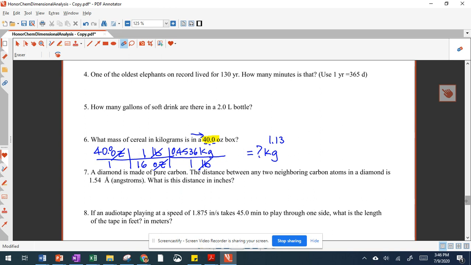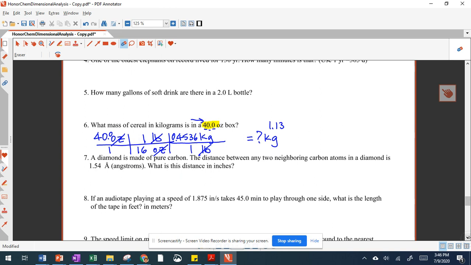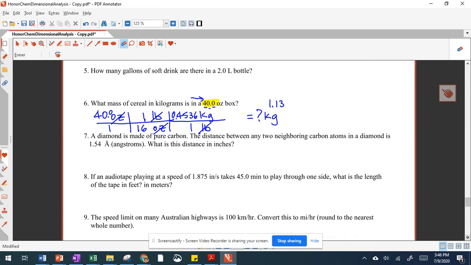I want to go over one more type of problem here. And then you're just going to have to practice this on your own after having watched the screencast on dimensional analysis and also watching how we work through these 2 problems.